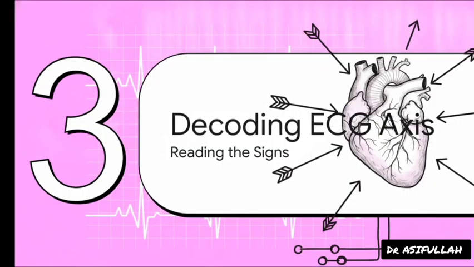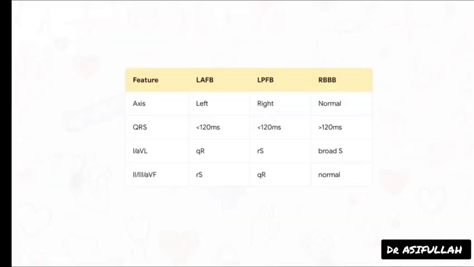Section 3. Decoding the ECG axis, reading the signs. Think of this diagnostic matrix as your ultimate clinical cheat sheet. When a fascicle blocks, the overall electrical depolarization vector gets physically pulled toward the healthy, unblocked tissue first, followed by the delayed activation of the blocked territory. And notice how this physical reality creates a highly predictable left axis deviation. We're talking between -45 and -90 degrees for left anterior fascicular block. Conversely, it creates a right axis deviation for left posterior fascicular block.